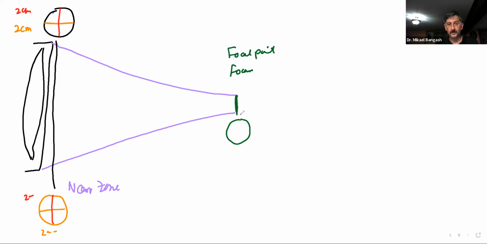The question then is, if we look at the beam at this point here, it is going to be half of the width. So that's 1 centimeter wide. And it's going to be half of the height, which means it will be 1 centimeter tall. Did that make sense?